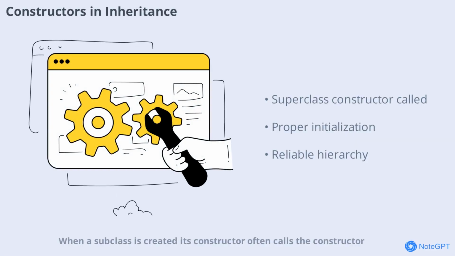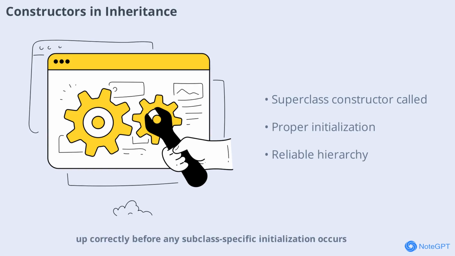When a subclass is created, its constructor often calls the constructor of its superclass to initialize inherited properties. This ensures that the object is set up correctly before any subclass-specific initialization occurs. Understanding how constructors work in inheritance is important for building reliable and predictable class hierarchies.